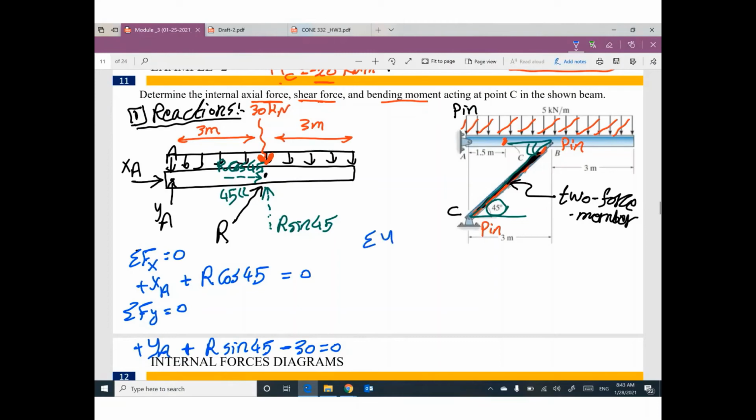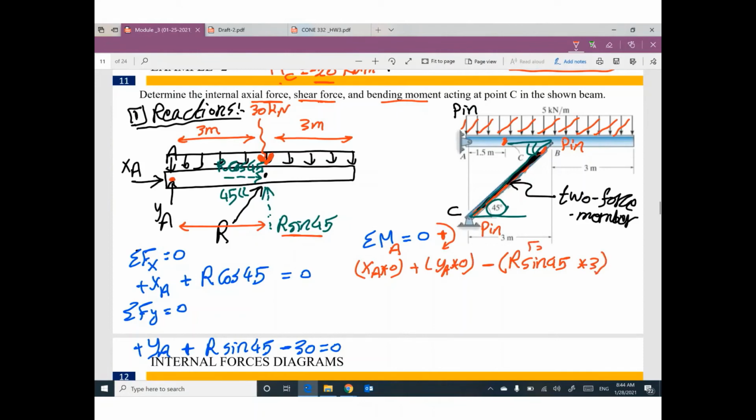Take moment at any point equals 0. I highly recommend to take moment at support A, with the highest number of reactions at A. I'm going to assume clockwise direction is positive. Taking a moment at A, so XA times 0, YA times 0, we don't have distance. What else? R sine 45 degree, guys, R sine 45 degree with horizontal distance. How much? 3.